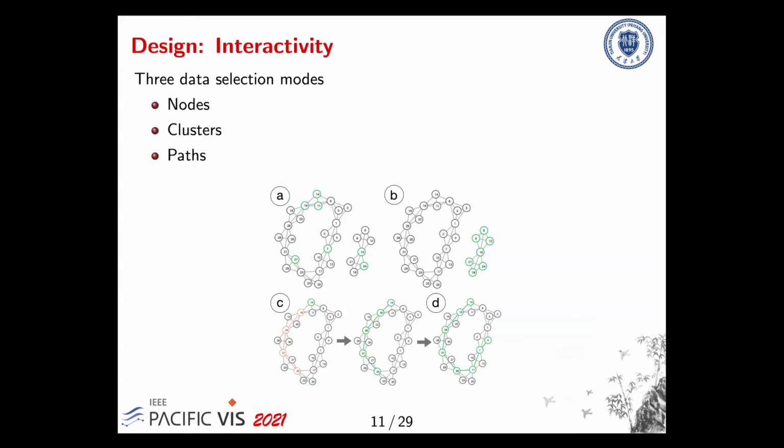There are 3 data selection modes. A shows that under the Select Nodes mode, users can select any number of nodes in the mapper graph. B shows that under the Select Clusters mode, users can select connected components of the mapper graph. C shows that under the Select Paths mode, users can specify the start and end point of a path in the mapper graph, and select the shortest path between them. And D shows that this path can be extended by selecting another endpoint.